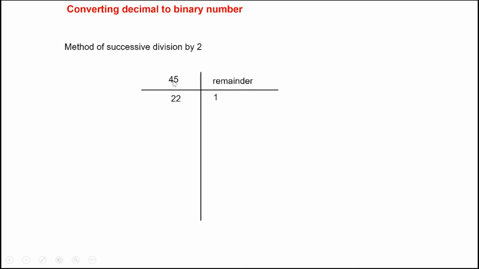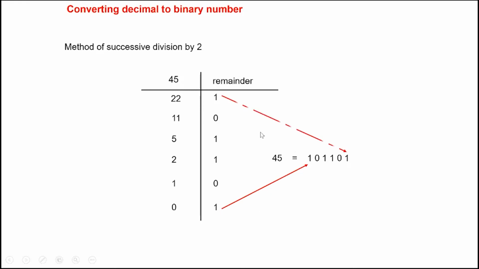So 45, we divide it by 2, we get 22, and we get a remainder 1. Then we divide this 22, we get 11, remainder 0. We divide it again, 5, we get a remainder 1. We divide by 2 again, so we get 2 here and we get 1 here. We divide by 2 here, 1 here, and 0 here. And then we take 1 over here. So our number 45 becomes 101101. So all the remainders form the binary number. And this is the most significant bit, and this is the least significant bit.